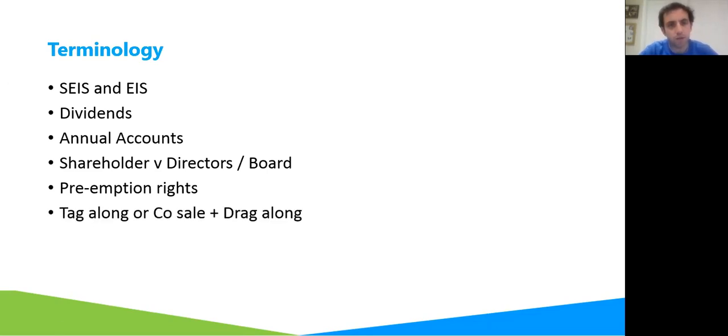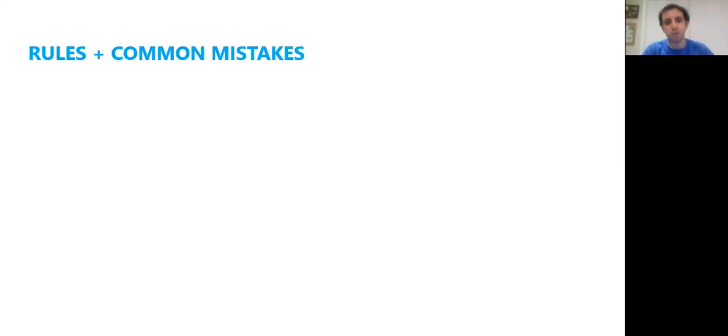Tag along is more technical, of course, so I'll leave that for now. Preference we talked about. Nominal value is the value of the shares when you register.